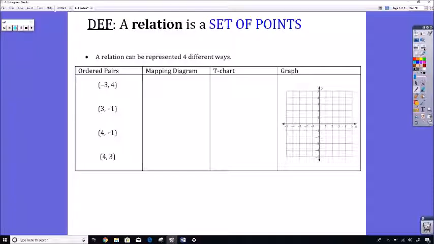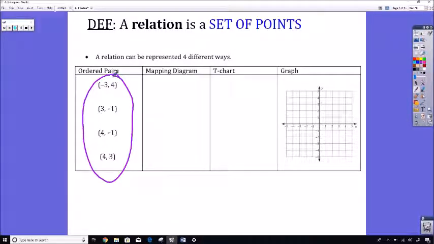So let's go back to a relation. And a relation can be represented 4 different ways. The first, of course, is as a set of ordered pairs, which you already have in your notes. Now the second way of doing this is what we call a mapping diagram, where we're going to map the x's onto the y's.